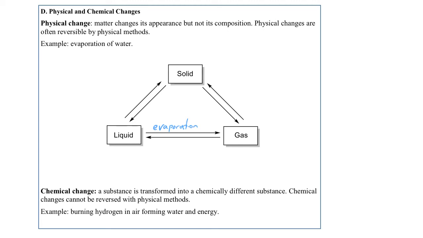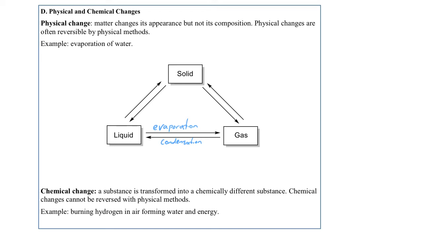Now, what's the reverse process, where we take a gas and we turn it back into a liquid? That's right, it's called condensation. So notice that these two processes are reversible. We take a liquid and we evaporate it, and then when it cools down, it will condense back into the liquid state. This is a characteristic feature of physical changes. They're reversible.